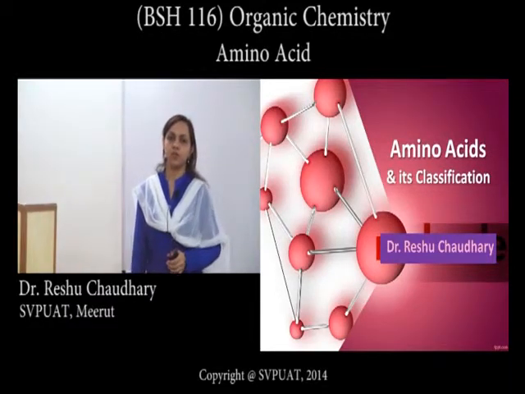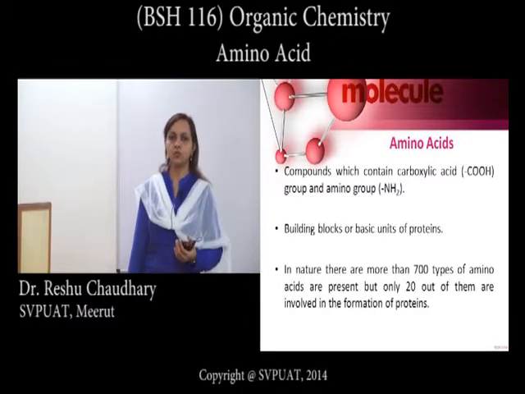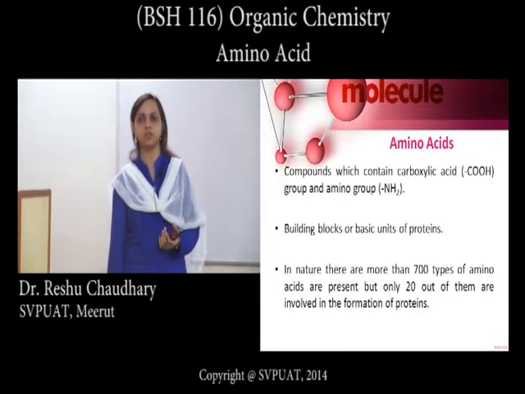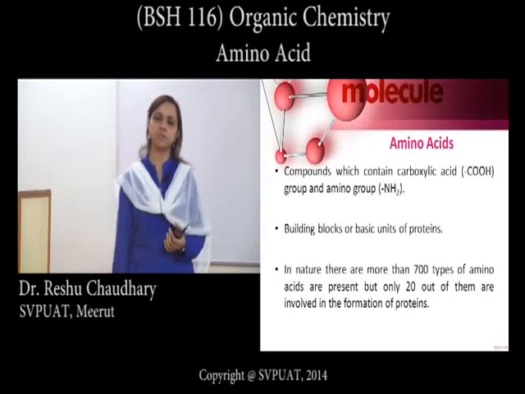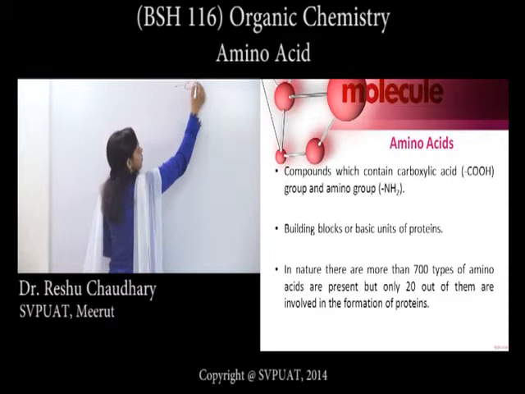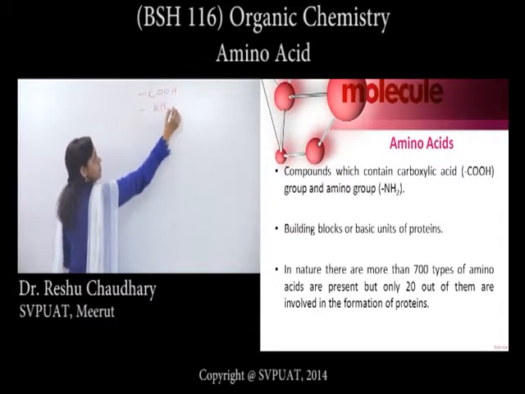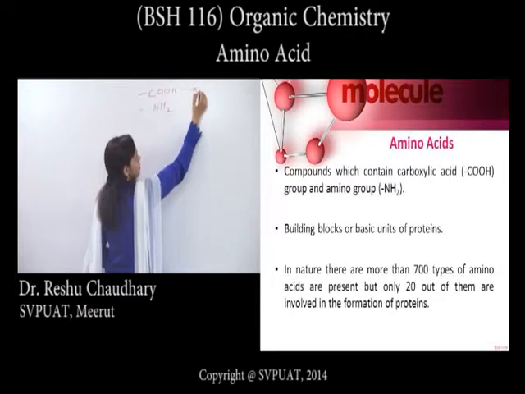Amino acids. What are amino acids? Amino acids are those compounds which contain two types of groups in their structure. One is the carboxylic acid group, COOH, and the second one is the amino group, NH2.